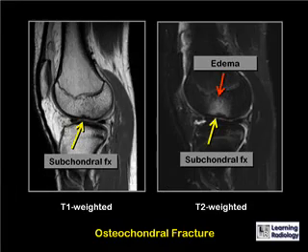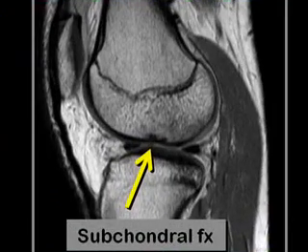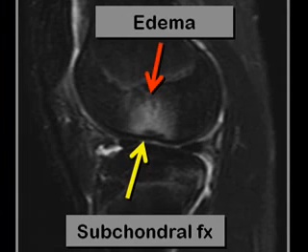These are the sagittal views of the same patient. On the T1 weighted image, the yellow arrow is pointing to the subchondral fracture. On the T2 weighted image, the red arrow to the bone edema, and the yellow arrow to the subchondral fracture.